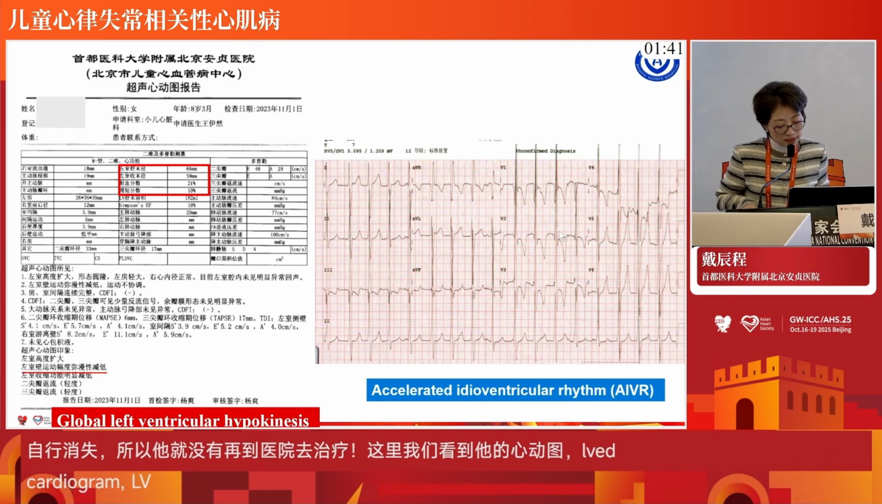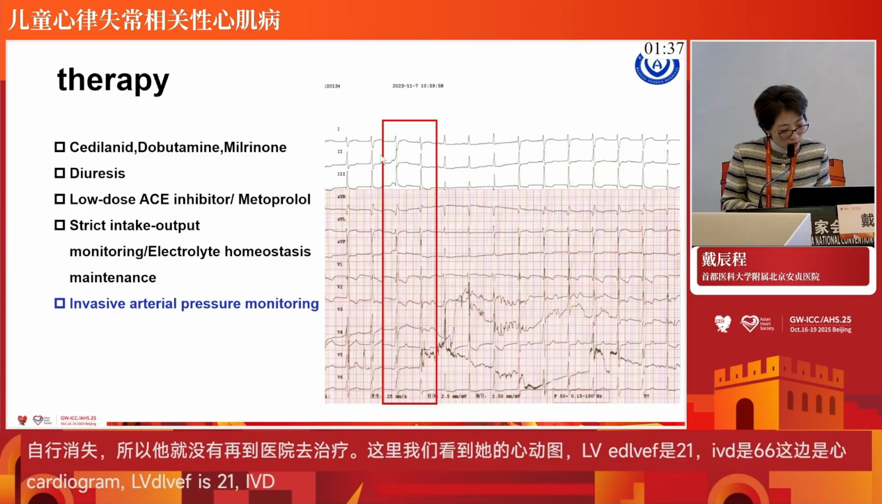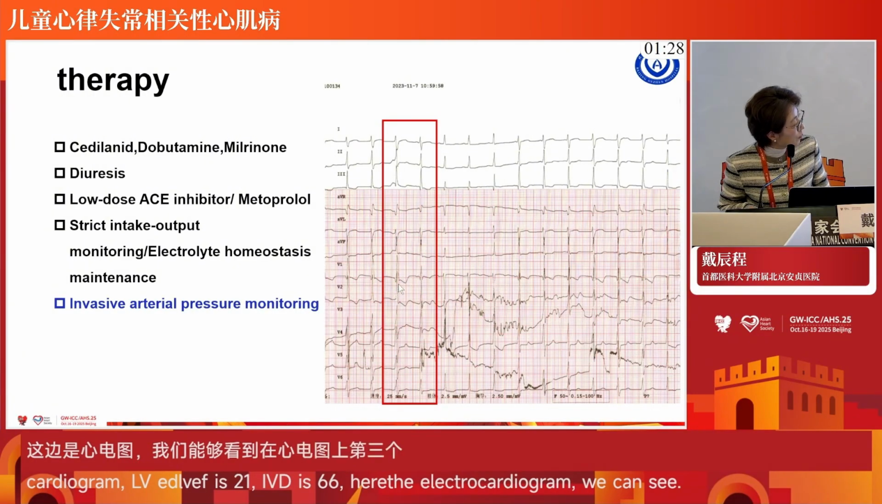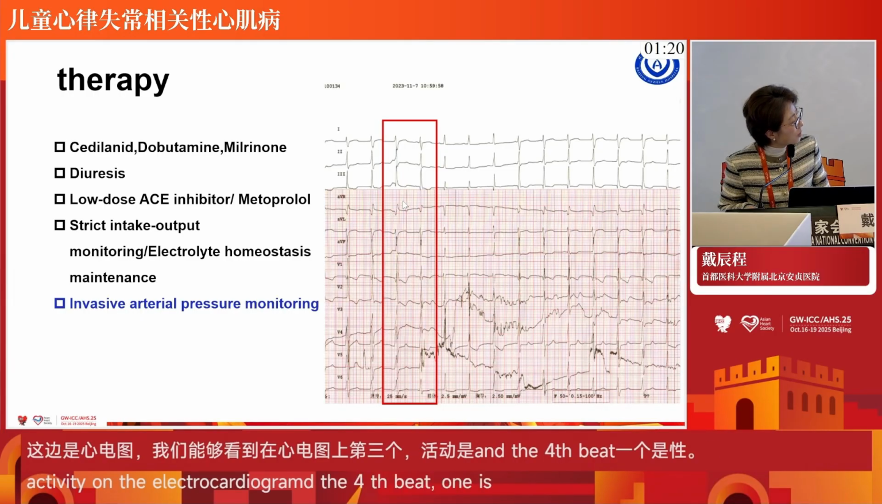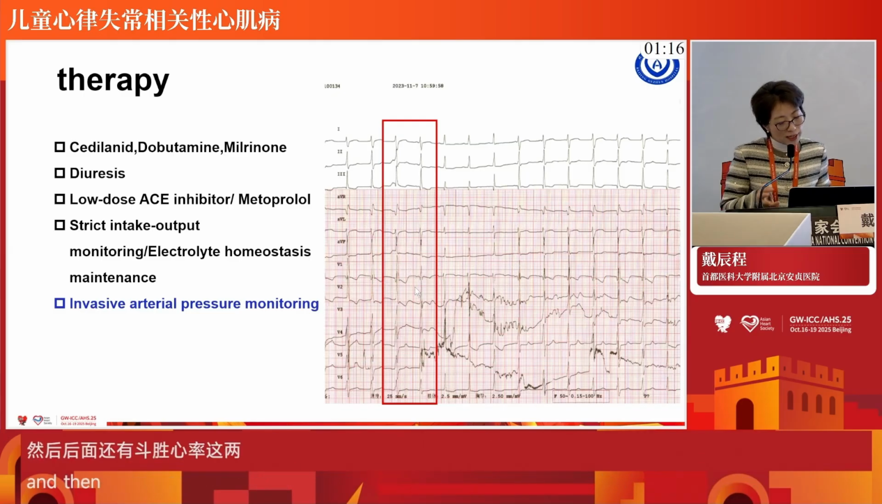This is the ECG. And we can see the ECG. The first beat and the third beat are a ventricular rhythm. And the fourth beat is a sinus rhythm. The difference is very small, but they are different.